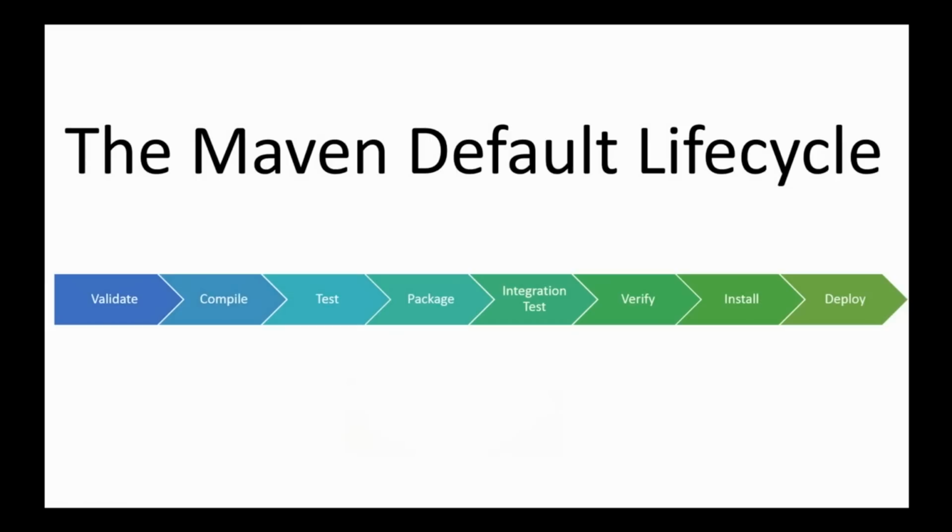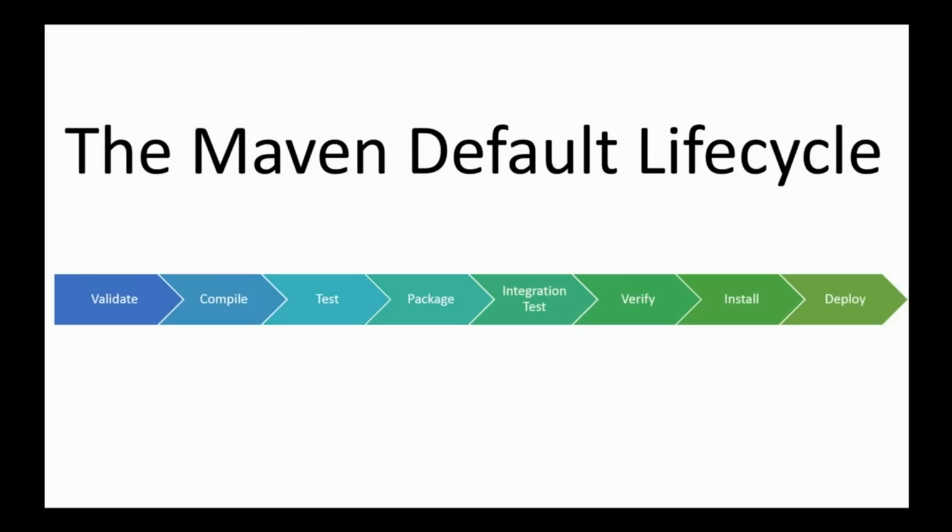It's made up of a number of phases. Firstly, validate, which is where we check that we have all the files that we need. Compile takes source files and turns them into object files. Test executes tests against those object files. Package builds a deployable unit like a WAR file or a jar file, for example. Integration test is for running tests against the deployed application.